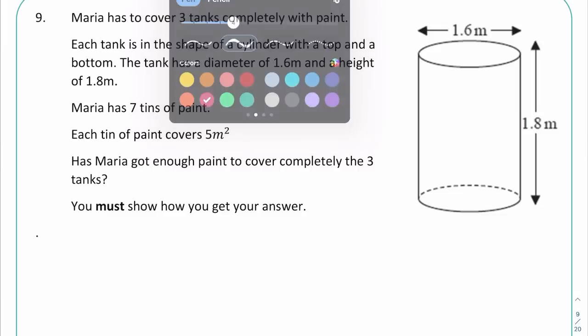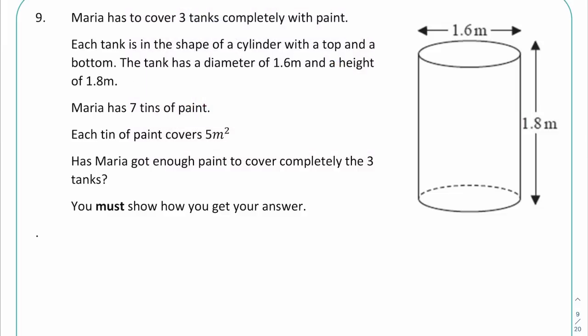Okay, so for this question here, definitely a calculator question, so grab your calculator. We are looking at surface area of a cylinder. It says here Maria has to cover 3 tanks completely with paint, and each tank is in the shape of a cylinder, with a top and a bottom, and the tank has a diameter of 1.6 and a height of 1.8. Now whenever I see a shape like this with circles, I always like to write both. So I'm going to write the radius in as well, which is half of 1.6, which is 0.8.